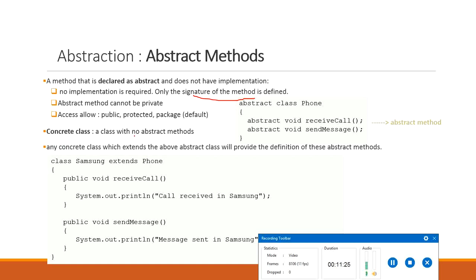Concrete class, a class with no abstract method. So this is a concrete class. If you see, there are no abstract methods. Any concrete class which extends the above abstract class will provide the implementation to these abstract methods. So if you see, we have a class Phone, we have two abstract methods, receive call and send message, and the class Samsung extends Phone. So now it will provide implementation to both these methods, receive call and send message.